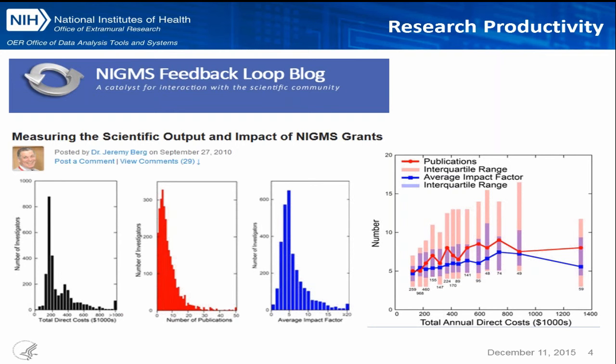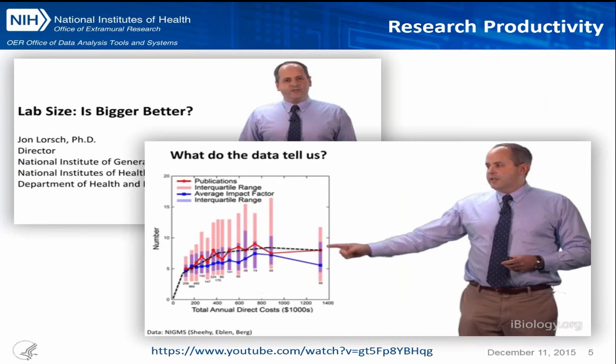Next slide. And the current NIGMS director, John Lorsch, has continued this tradition. This is a similar analysis that he performed, looking at lab size and the relationship of lab size to productivity in terms of the number of publications resulting from research grants to those labs. And he actually has a little video on this at that YouTube URL you see there at the bottom. Next slide.